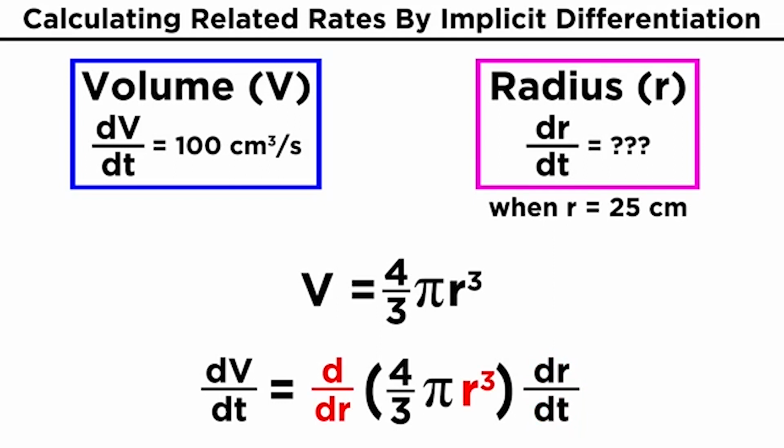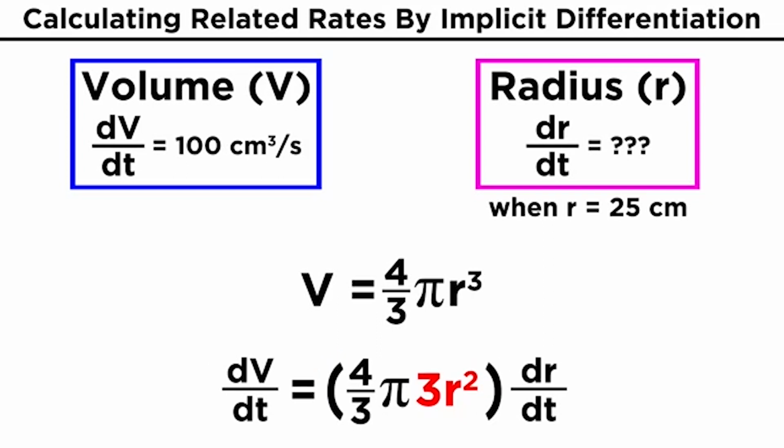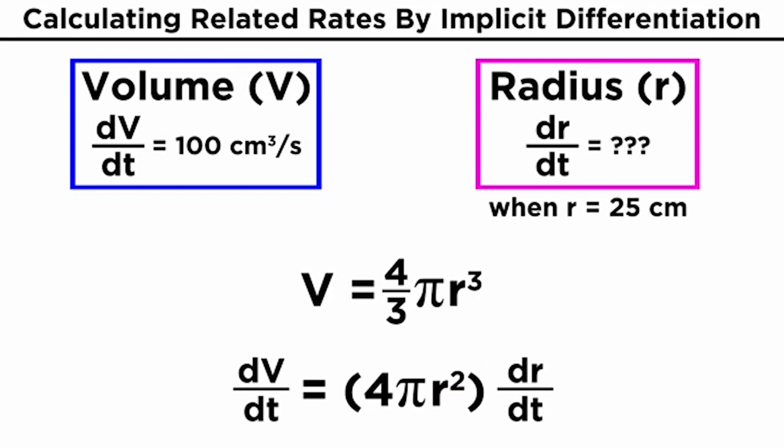The derivative with respect to r is easy. We just bring the 3 down here and change the 3 to a 2, giving us 4 pi r squared. And then that must be followed by dr over dt. Well, dr over dt is what we are trying to solve for, because we are interested in how the radius changes over time. So let's solve for that.